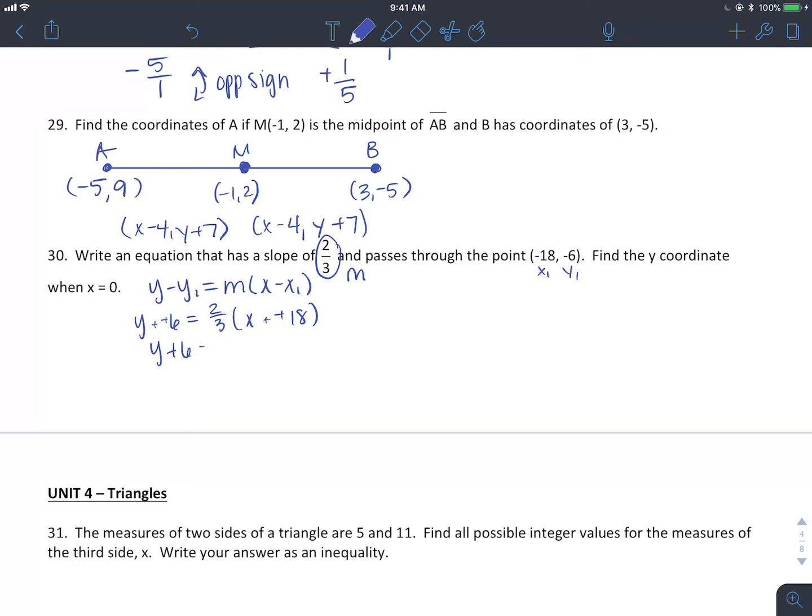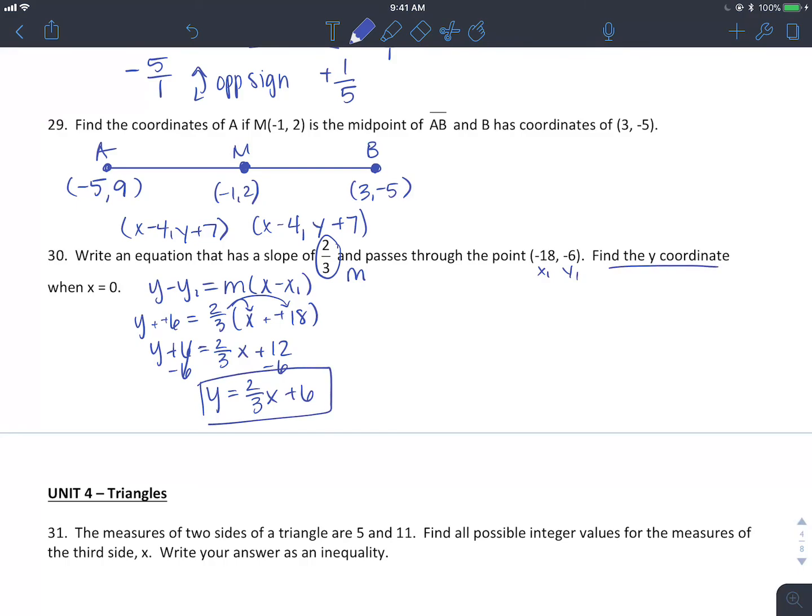So y plus 6 equals, and we're going to distribute that 2/3. So 2/3 x plus 2/3 times 18 is going to give us 12. Then we have to get y by itself, so we're going to subtract 6 from both sides. So y equals 2/3 x plus 6.